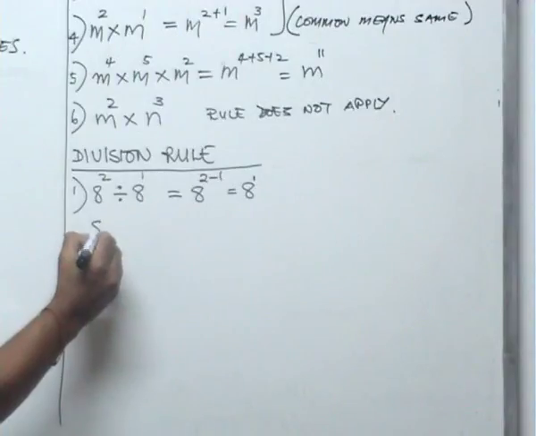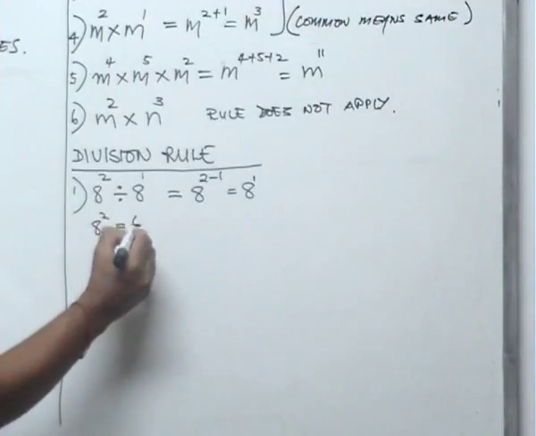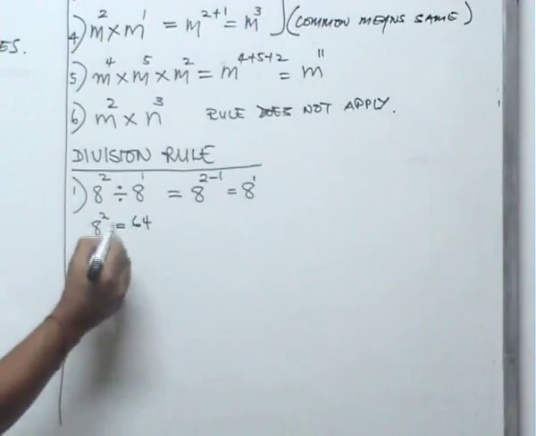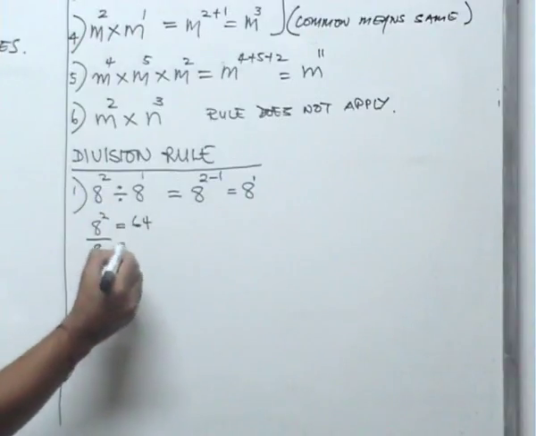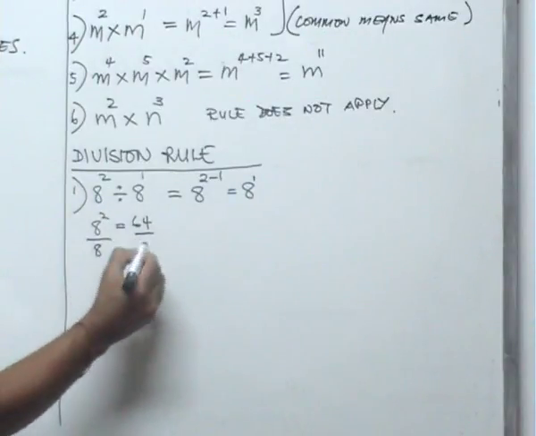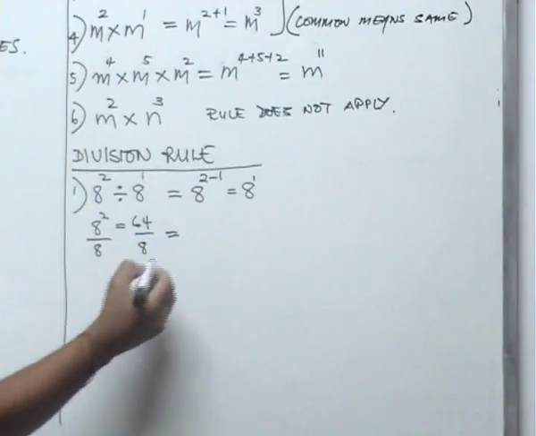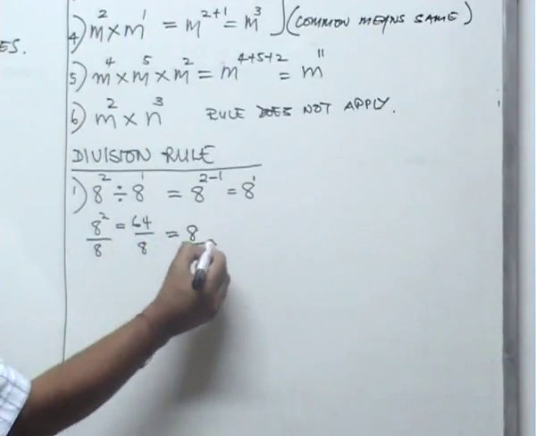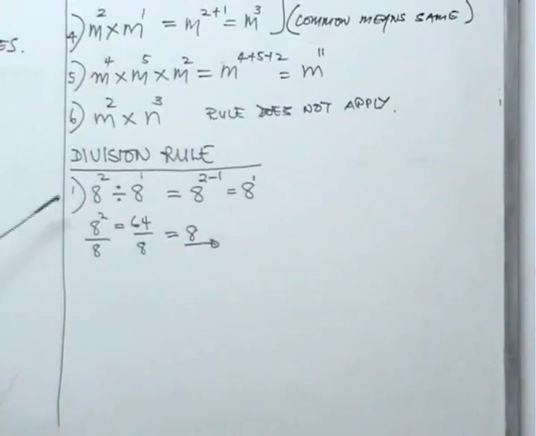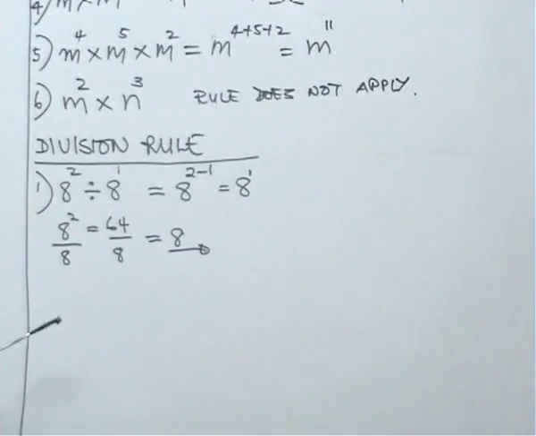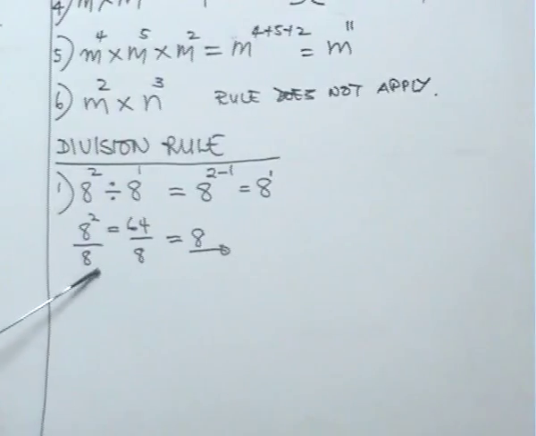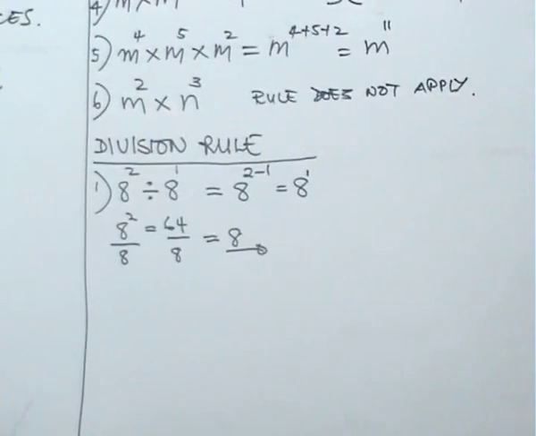What is 8 squared? 8 squared is 64. 8 squared is divided by 8. So that means this is really 64 divided by 8. Now you can put that in the calculator and you'll see you get the final answer, 8. So whatever we're showing you here is true, as is demonstrated by this example.